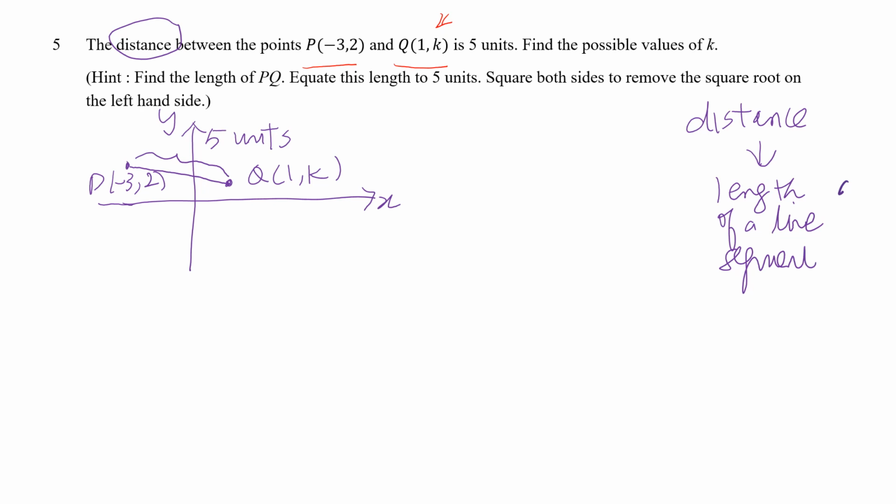And what does length of a line segment remind you of? Yes, the formula, of course. The formula, which is the square root of (x2 minus x1) squared plus (y2 minus y1) squared. Right, so this is exactly what we're going to do. We're going to find the distance for PQ. So first step, very important, label your points.